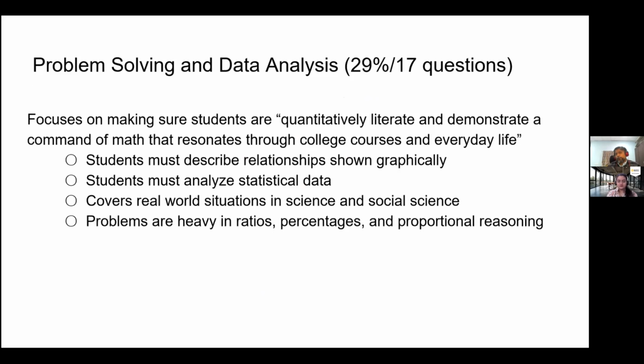Number 2, the problem solving and data analysis portion. 29%, 17 questions. The student must describe relationships shown graphically. So this portion will typically be based on the graphs that we study at high school level, graphs such as the bar graph, histogram, scatter plot, etc. Most of the questions again are simply based on interpretation of the graphs that are given in the question booklet.